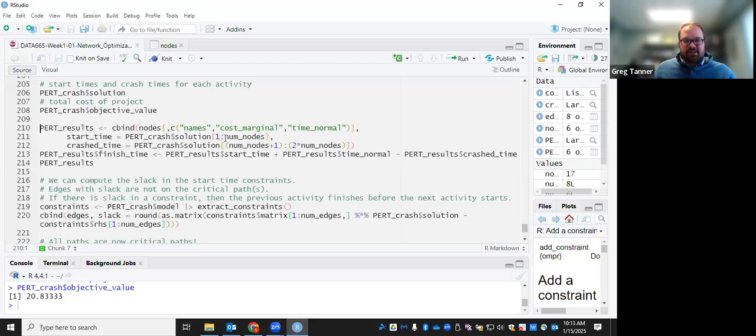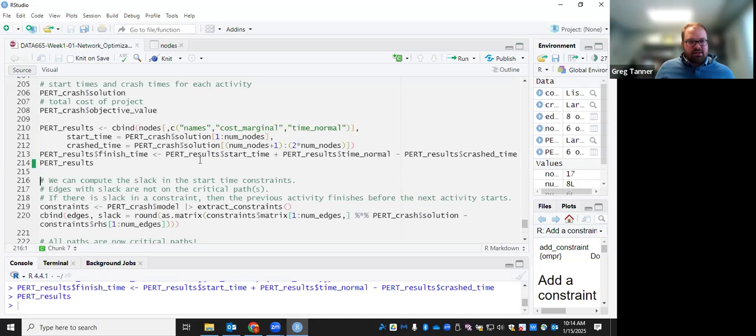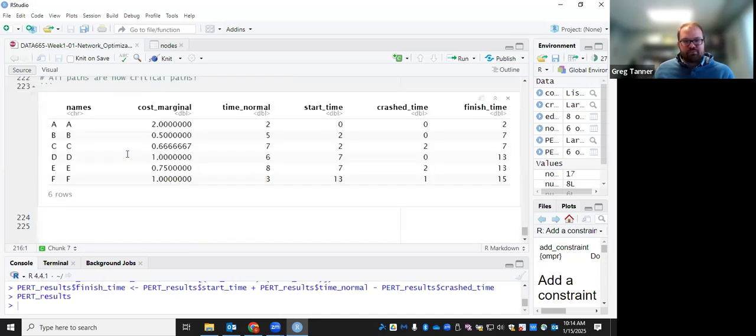I'm adding in our start times, which were the first 1 through number of nodes of our variables, and our crash times, which are the rest of our variables, so from num nodes plus 1 to 2 times the num nodes, because we've got twice the number of nodes as the number of our variables. And then I've also recorded the finish time here, which is the start time plus the normal time minus the crash time. Let me run these lines here and let's look at these PERT results.